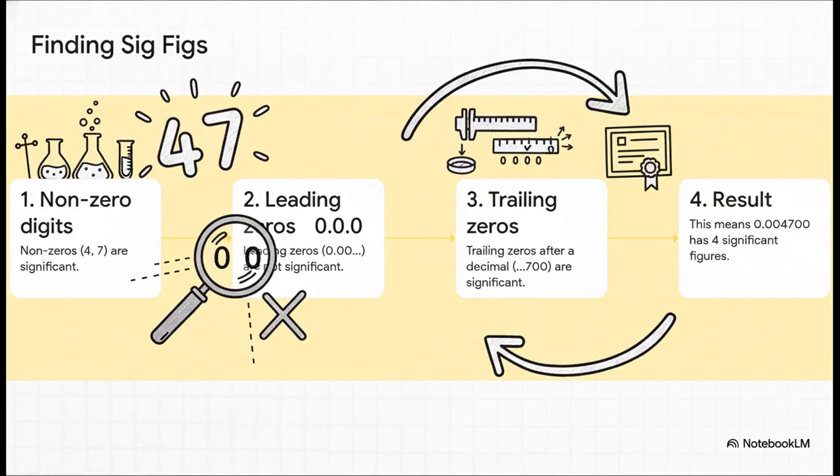Okay, so how do you actually spot these sig figs? Well, the rules are pretty simple. First up, any number that isn't a 0, it's always significant. Easy enough. The zeros are the tricky part.